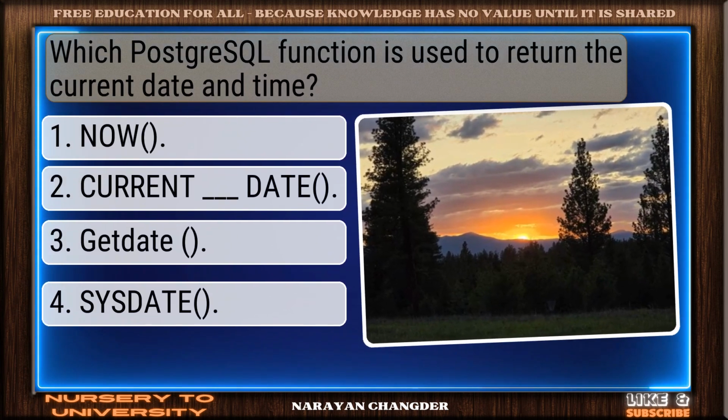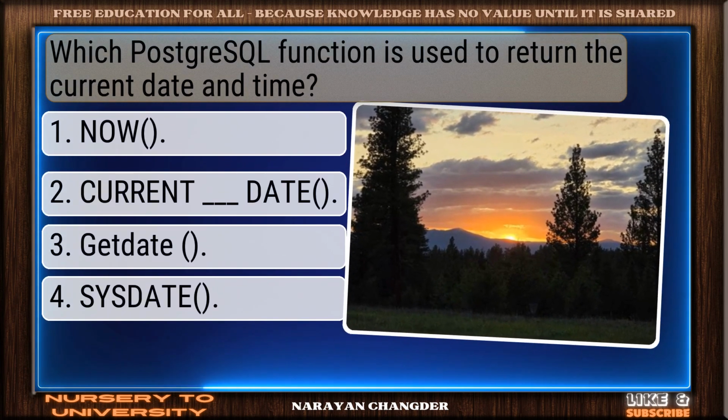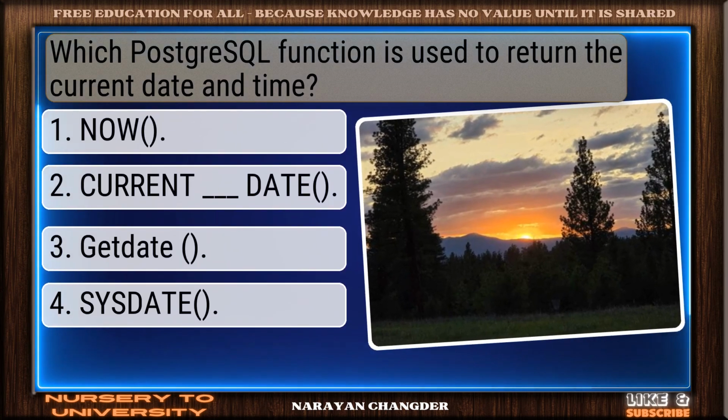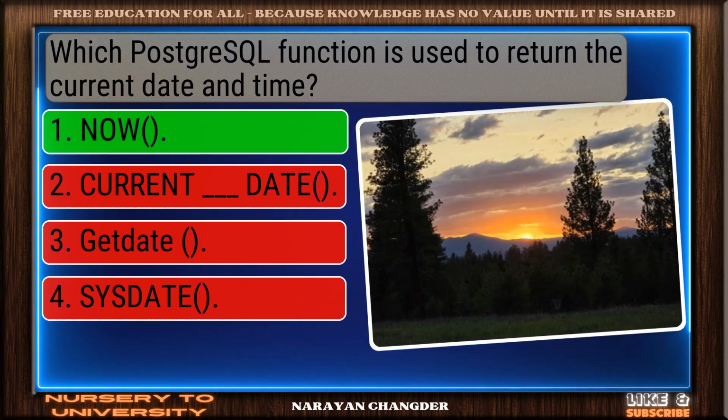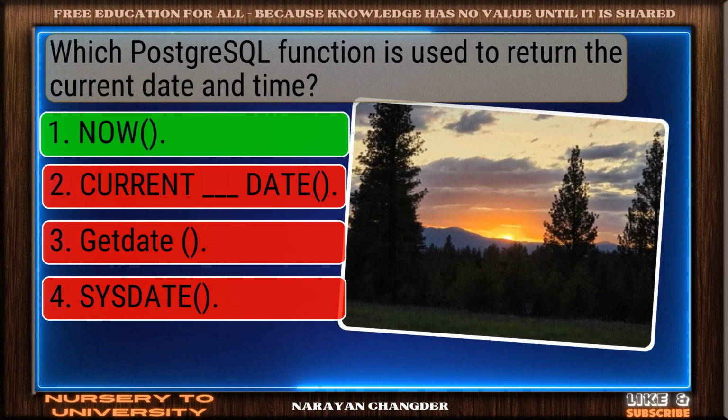Question number 28. Which PostgreSQL function is used to return the current date and time? Nice work. You chose now and it is correct.